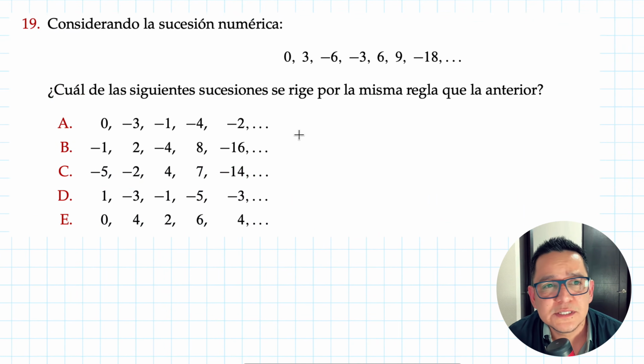It says, considering the numerical sequence 0, 3, minus 6, minus 7, 3, 6, 9, minus 18. Okay, which of the following sequences follows the same rule as the previous one?